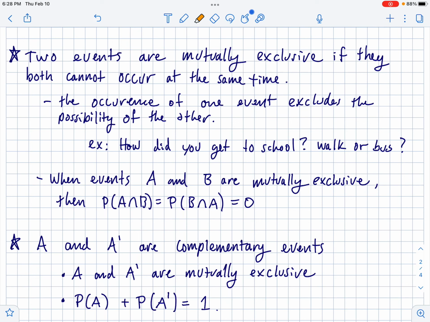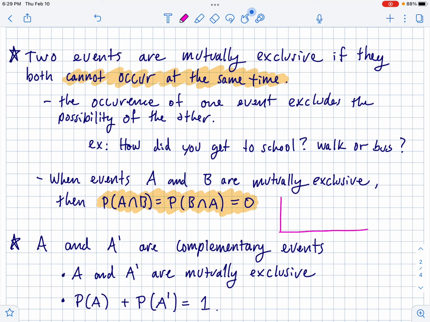They have some overlap in the middle. Mutually exclusive events cannot both occur at the same time. They can't be both. So the occurrence of one event excludes the possibility of the other. Classic example is if you were to ask somebody how they got to school today. Did you walk or did you take the bus? It's not possible to have somebody that both walked and took the bus that day. You either walked to school or you took the bus to school. So they're mutually exclusive events. When events are mutually exclusive, the probability of their intersection, either way, A intersection B or B intersection A, is 0 because they have no overlap.